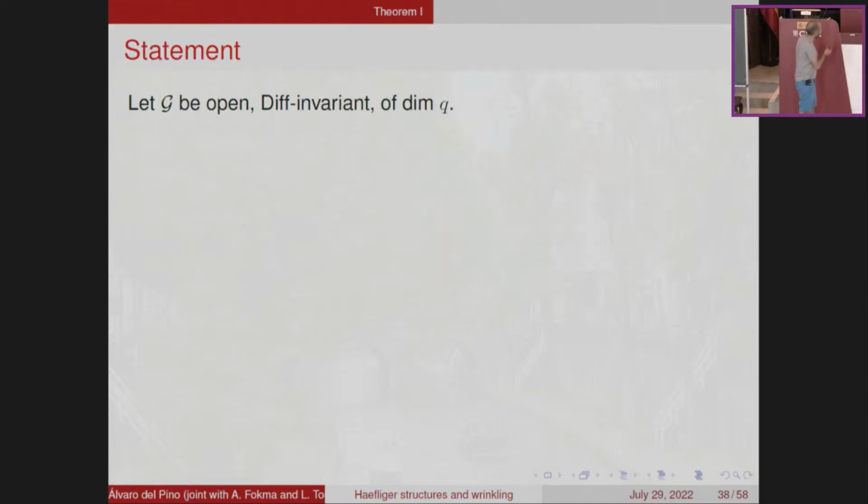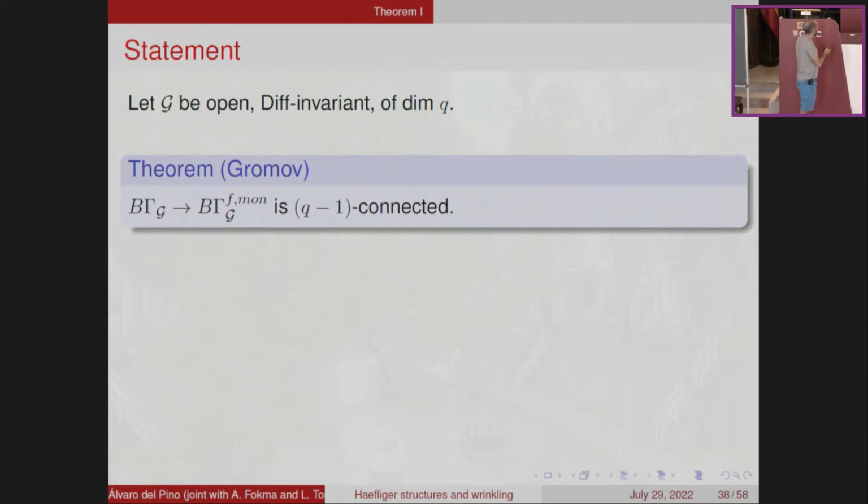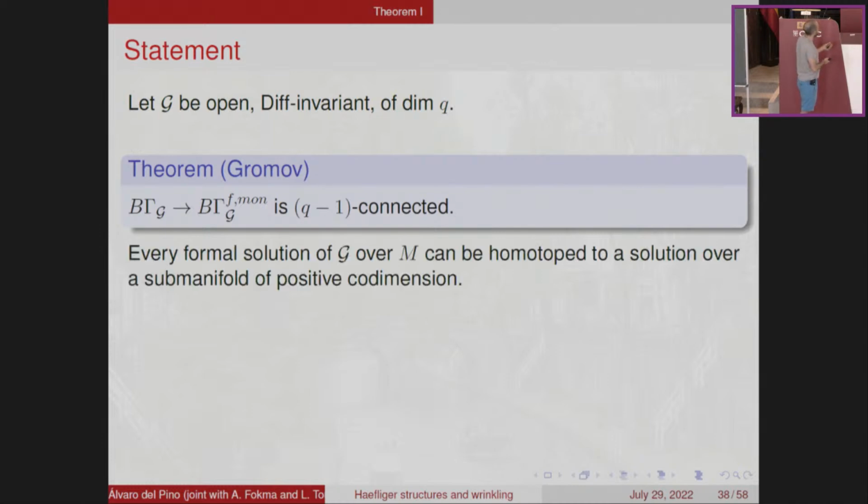Okay. So what is the setup? The setup is that I have a geometry that is described by an open condition. So this would be an inequality of some kind. It should be diff invariant, and it should be for q-dimensional manifolds. And okay, here's a statement. Gromov proved this, that the classifying space in this case is always q-1 connected. But I mean, this is just, again, a weird way of stating the typical Gromov principle.